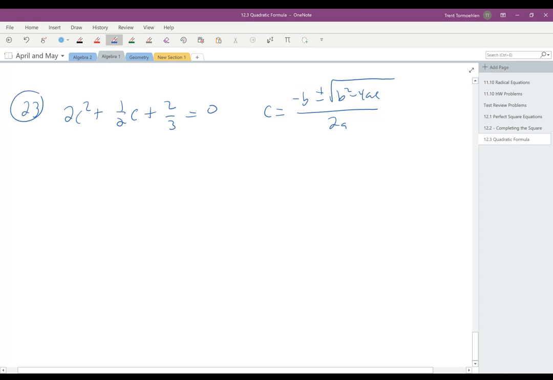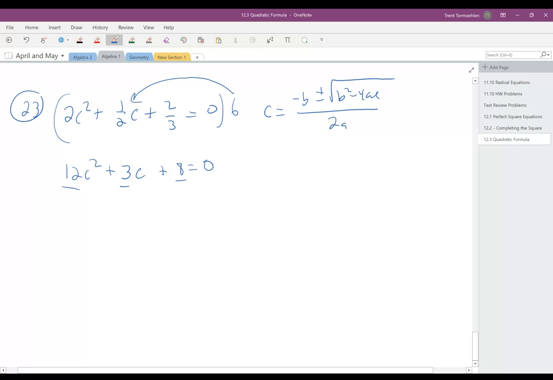I don't want to deal with fractions, so I'm going to go through and multiply this by 6, which will give me 12c squared plus 6c plus 8 equals 0. If you wanted at this point, actually this should be 3c, shouldn't it? Because when you do 6 times 1/2. So a is 12, b is 3, and c is 8.